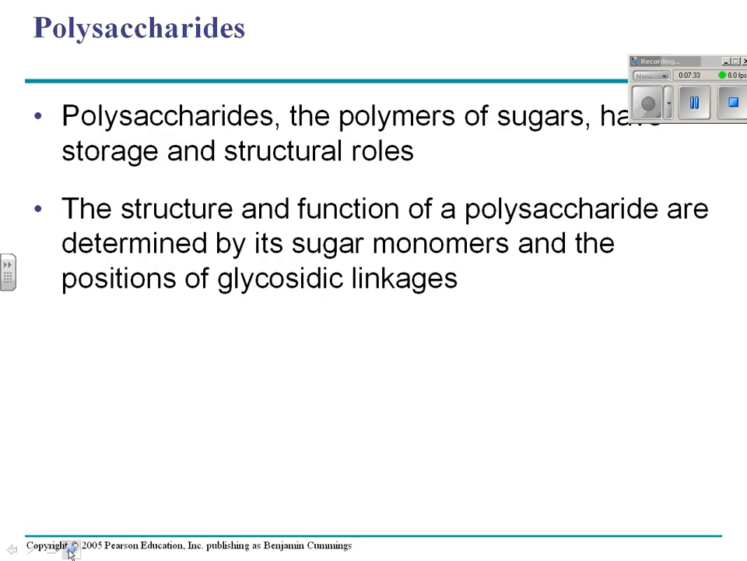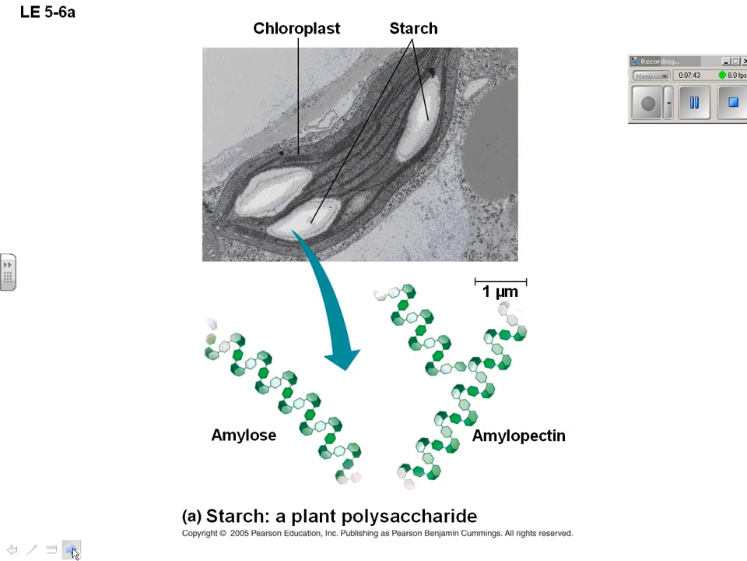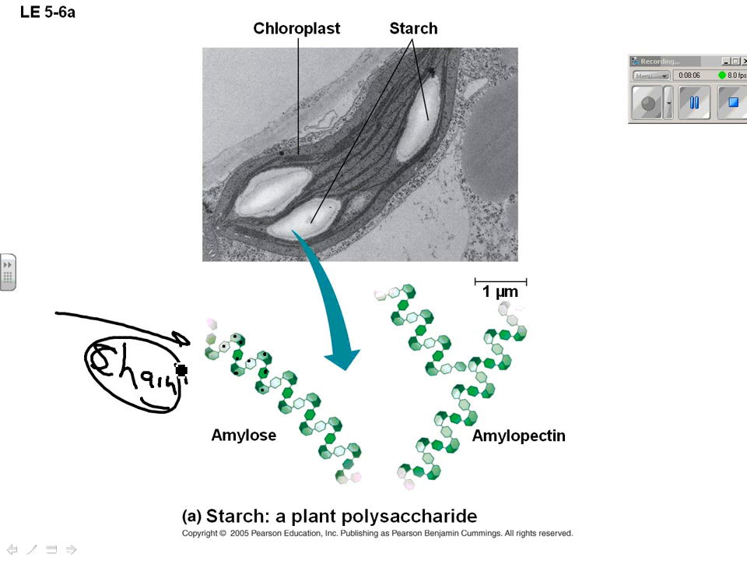Good. A polysaccharide, many sugars, are polymers of sugars. This is what we call carbohydrates. So here's one, starch. Notice that starch is a chain of a whole bunch of sugar molecules all put together. I don't know how to write that or how you'd put that in your notes, but starch is a chain of sugar molecules.